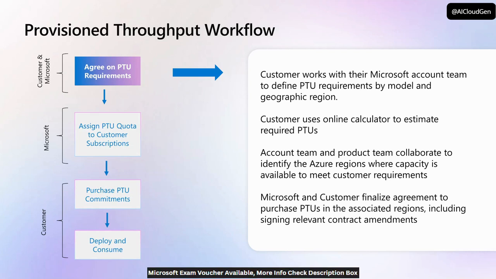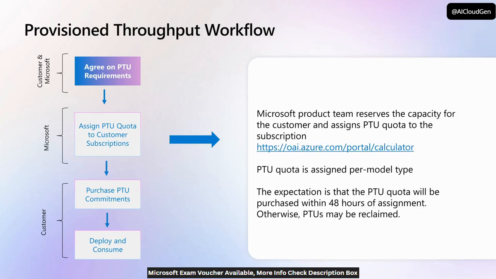Finally, Microsoft and the customer finalize the agreement to purchase PTUs in that particular region, and also sign any relevant contract amendments and so on. So that's how it really works. Once this is all agreed, the Microsoft product team will go ahead and reserve that capacity for that particular customer, and they will provide the PTU quota in their Azure subscription.